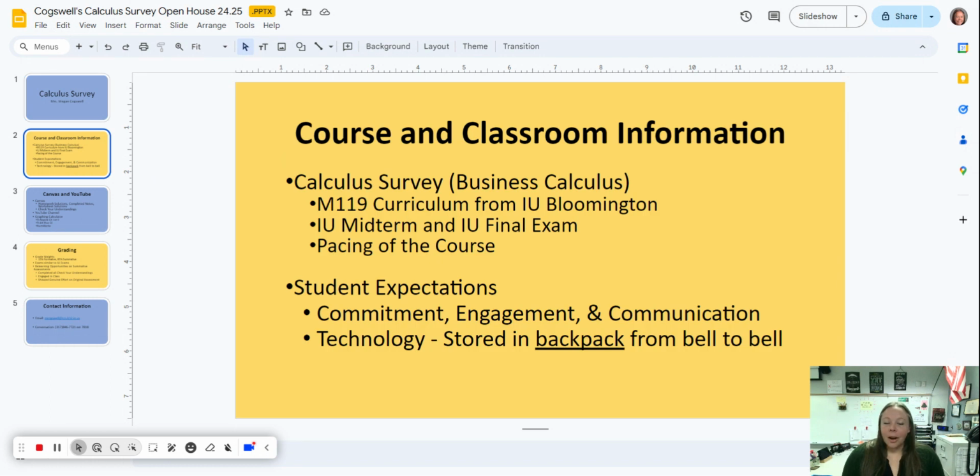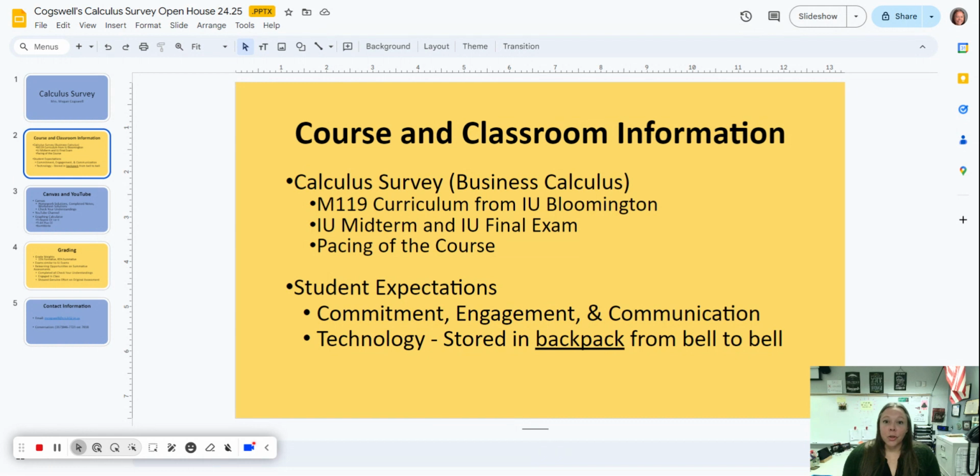So I often get the question, what is calculus survey? Or IU calls it brief survey of calculus. What I like to tell people is it's like a business approach to calculus. And if you open your child's textbook, it is almost all word problems. They learn calculus through applications.